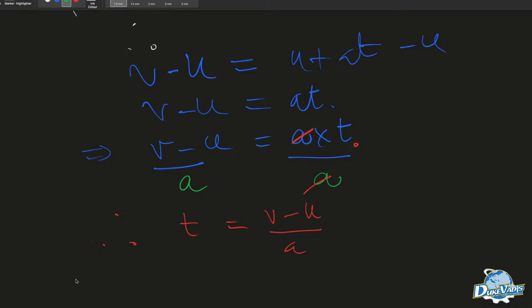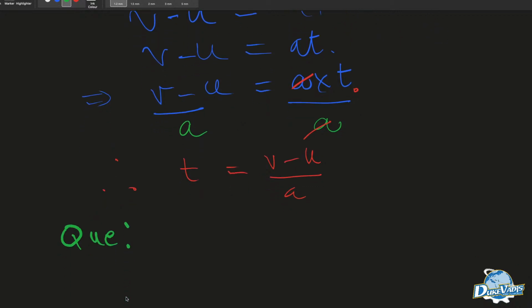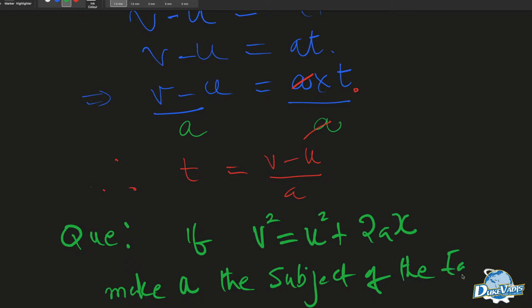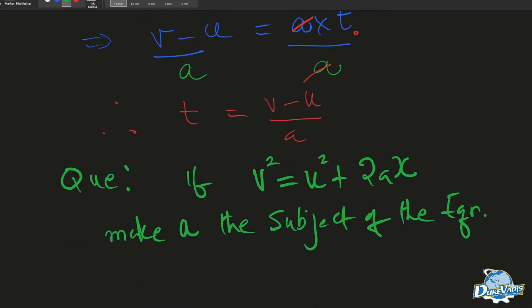Okay, the question says, if v squared is equal to u squared plus 2ax, make a the subject of the equation. You see, this is the question. It says v squared is equal to u squared plus 2ax. Make a the subject of the equation.